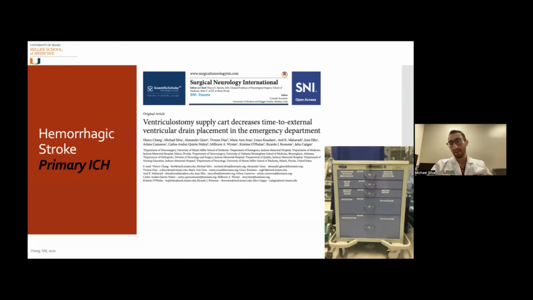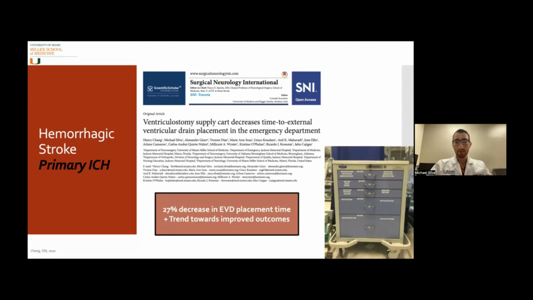Before that, I remember, in my sub-I as an intern, collecting all the supplies was an absolute nightmare. So we're spoiled now. We have this excellent cart in the emergency department, which helps expedite EVD placement. We wrote this up recently, and there's been a 27% decrease in EVD placement times, as well as a trend towards improved clinical outcomes.